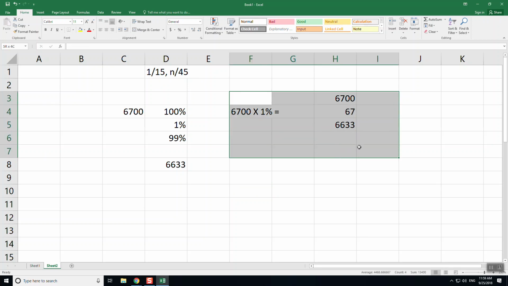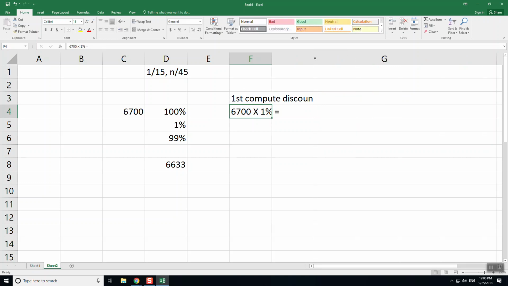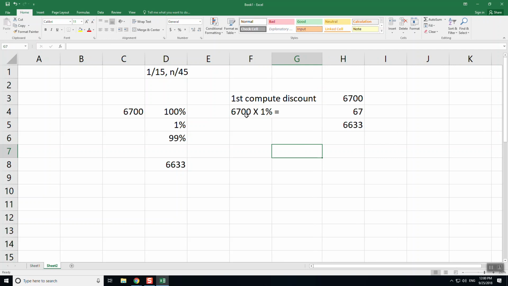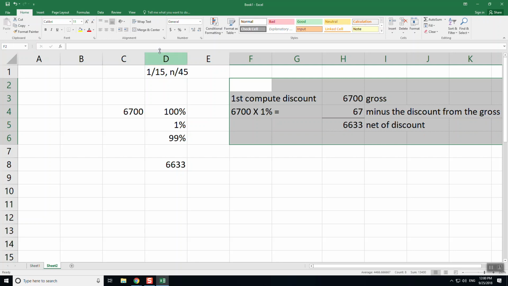So this is one way to do it, right? You can first compute the discount, which comes out to 1% of the gross amount, $6,700, which is $67. And then the second step would be to minus the discount from the gross amount. And the gross amount is 6,700. Okay. So this would be the net amount, net of discount. You see what I did? Okay. So that's one way to do it, which is fine if you want to take several steps.